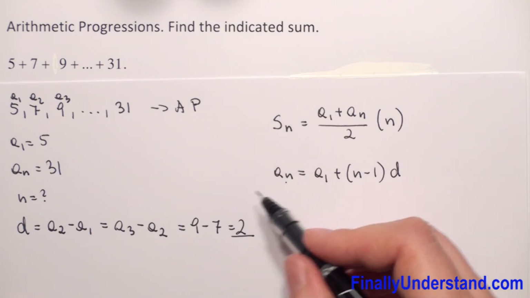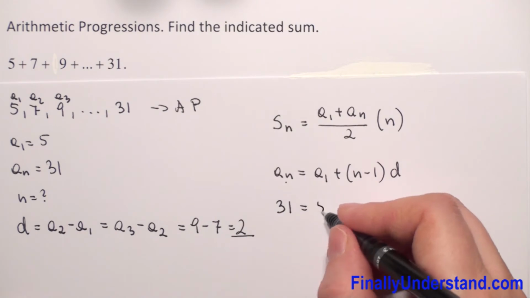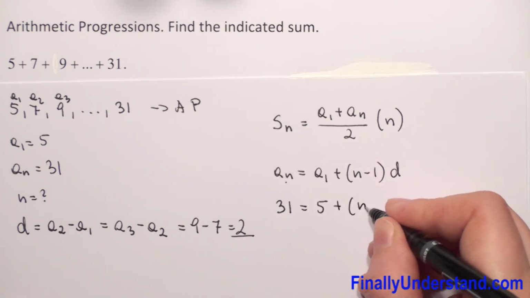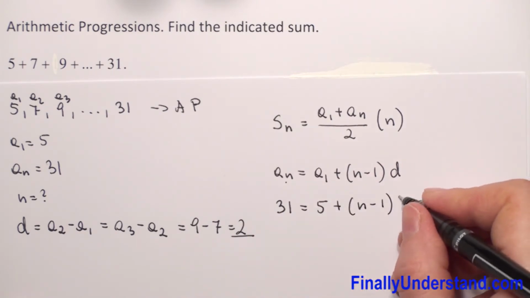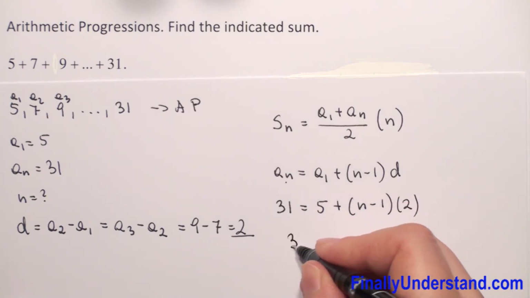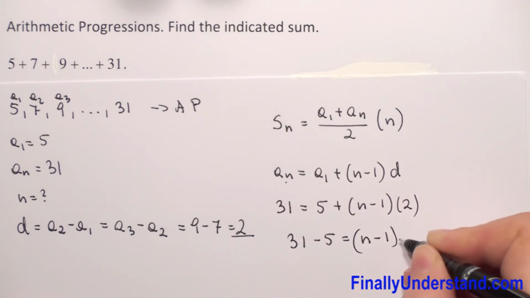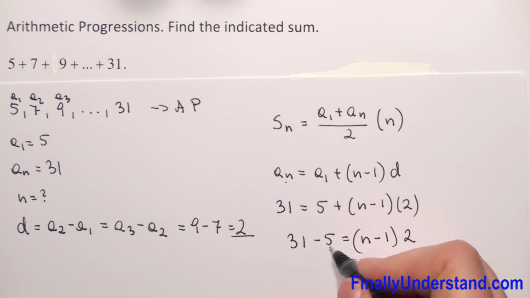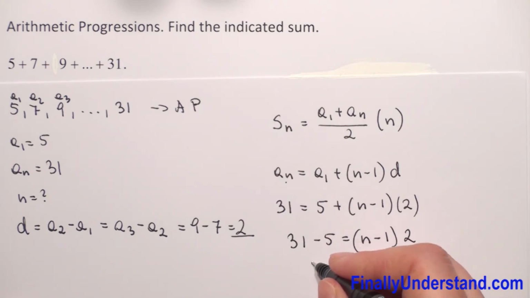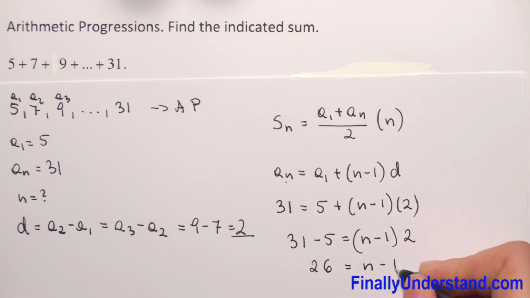The last term is 31, so we have 31 is equal to a1, which is 5, plus n minus 1 times d, which is 2. I will move 5 to the left side, so we have 31 minus 5 is equal to n minus 1 times 2. 31 minus 5 is 26. This is equal to n minus 1 times 2, because n is inside and is our unknown.